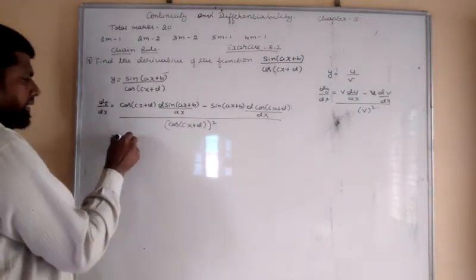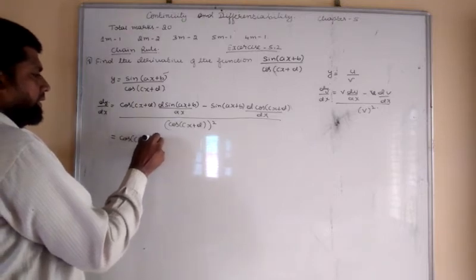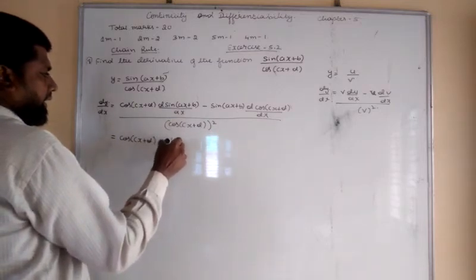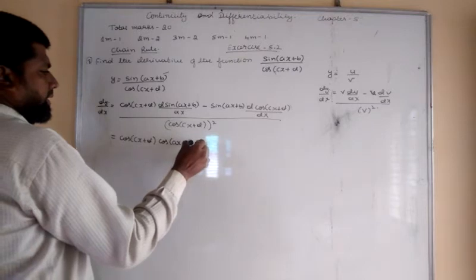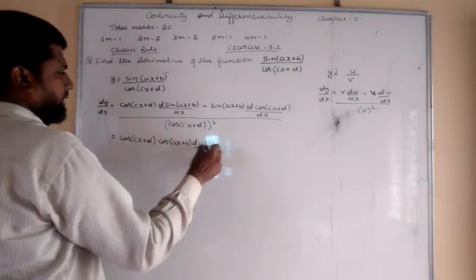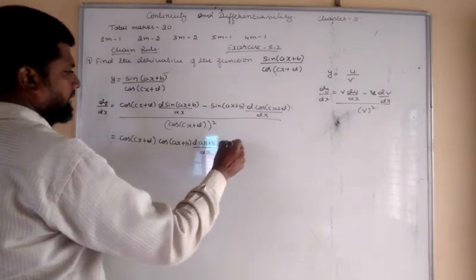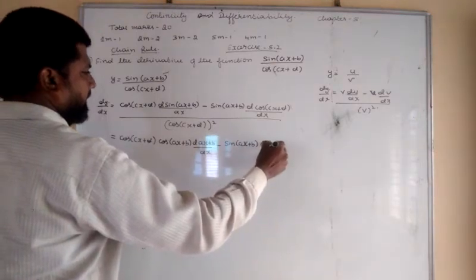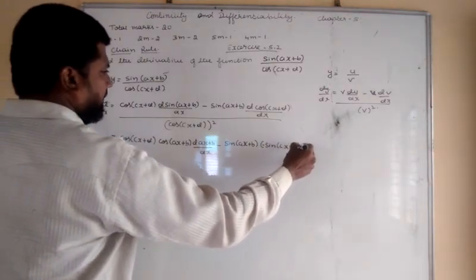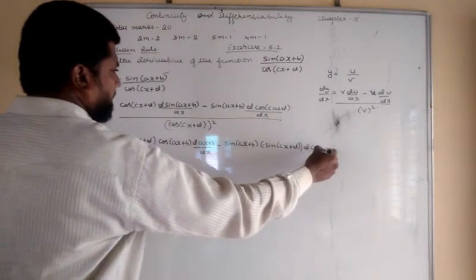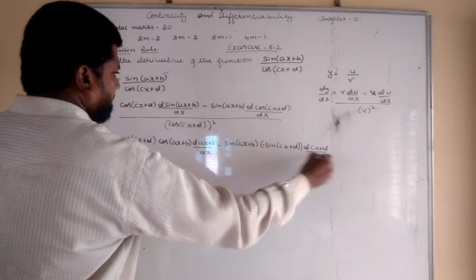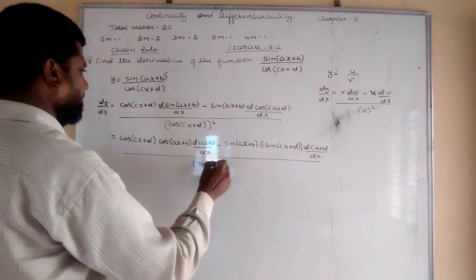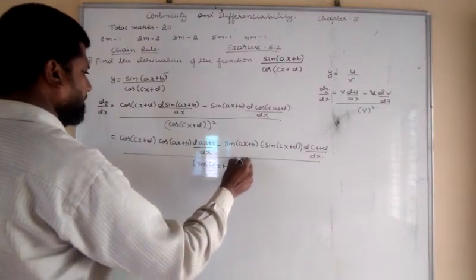So cos x as it is. Here you have to differentiate sine. In the place of x, ax plus b is there, sine x differentiation is cos x, ax plus b as it is, again you have to do chain rule, ax plus b differentiation. Then minus sine of ax plus b, again differentiation of cos is minus sine of cx plus d, again differentiation of cx plus d. So cos of cx plus d whole square.